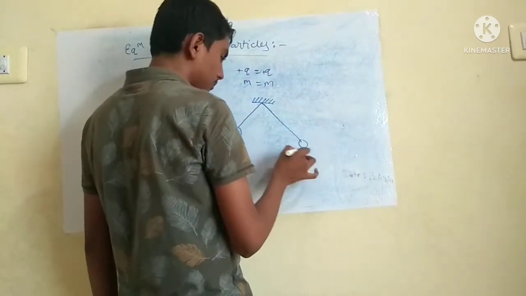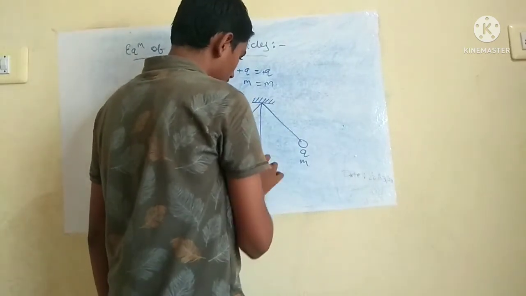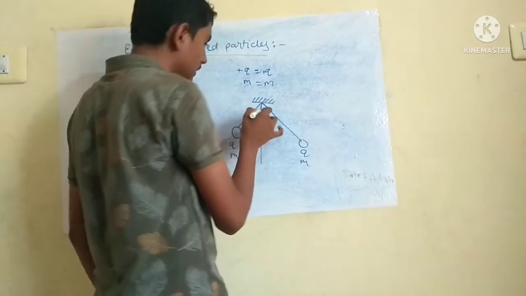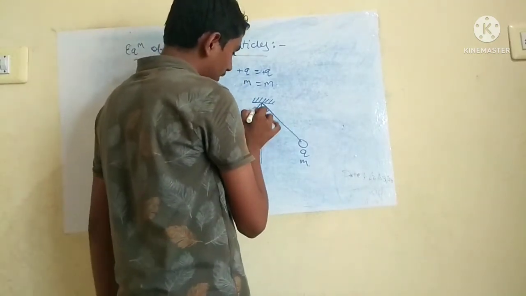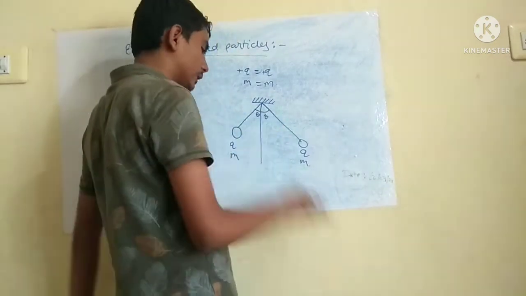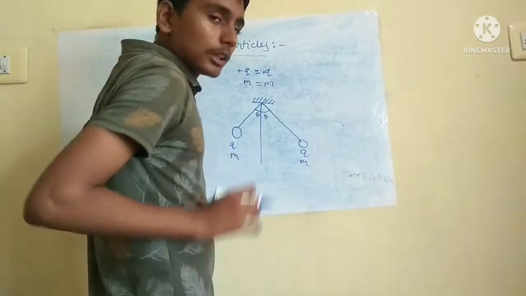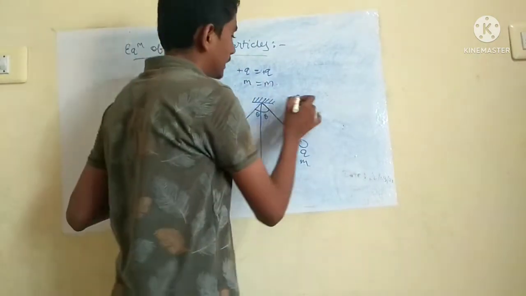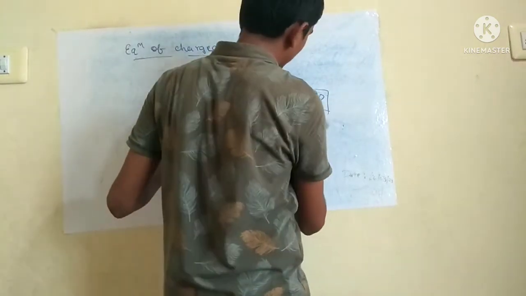Both of these have charge Q and mass M. Now this I will consider as reference, and this is theta. Here also theta will be there. These two will be equal. How I will explain now. Here will be theta and theta. Now you have to find this theta value. What is theta equal to? This value you have to find. How will you do it?